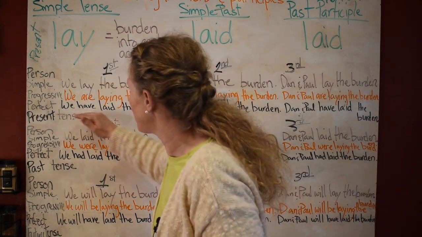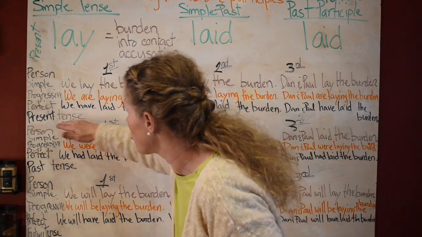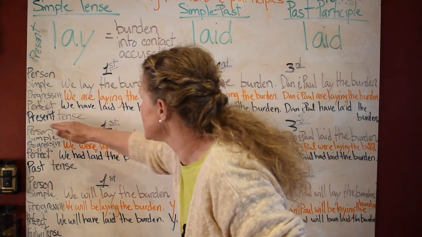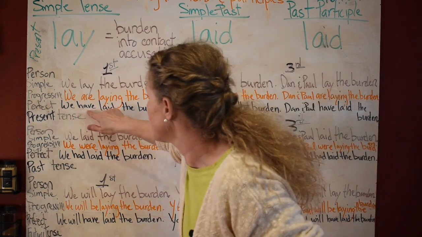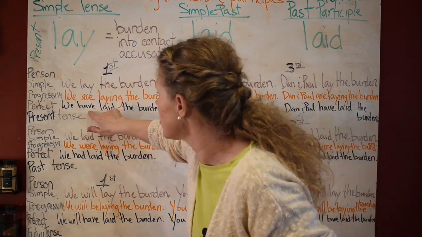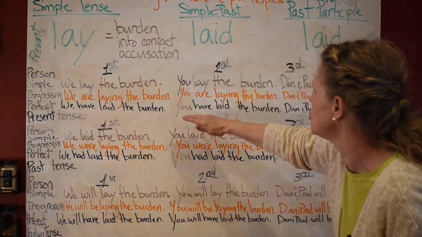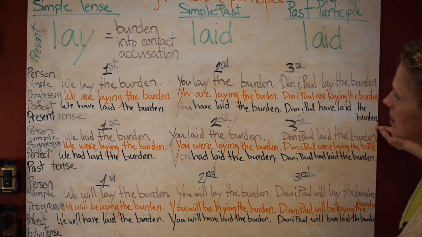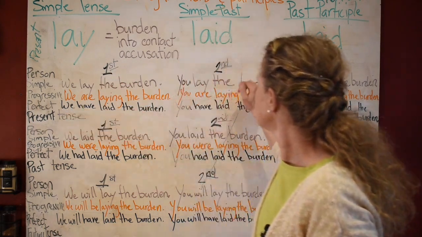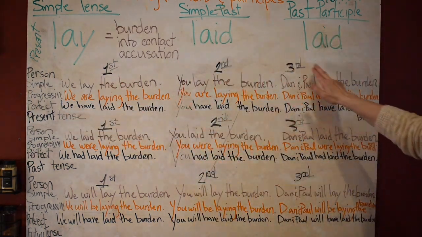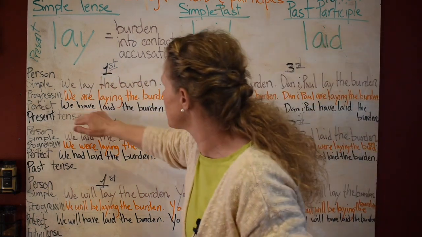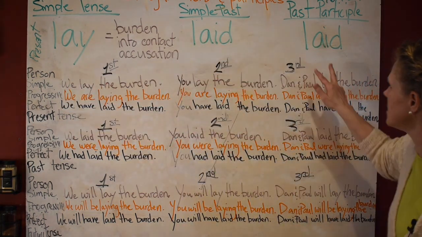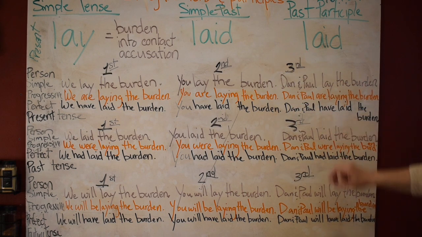Now let's talk about the perfect tense. Now in the present, you have to use the correct auxiliary verb as have. The present tense, it's plural, so we're taking the plural verb of have. Plural makes plural. We have laid the burden. You have laid the burden. Daniel and Paul have laid the burden. First person, second person, and third person. So you need to make sure you get your persons correct. We is first person, you is second person, and Daniel and Paul are sitting in third person.